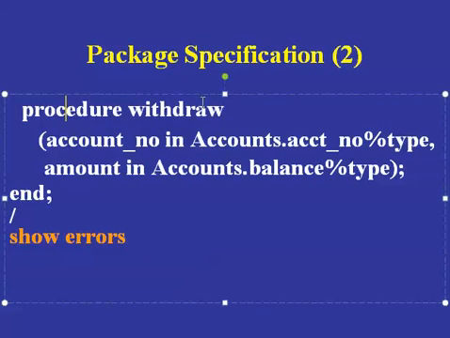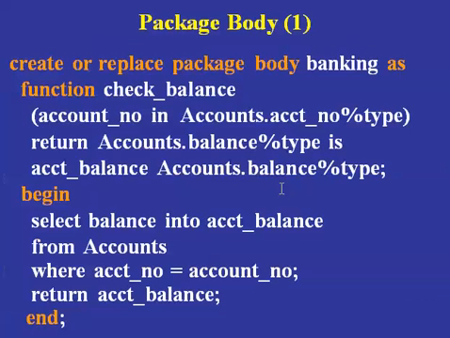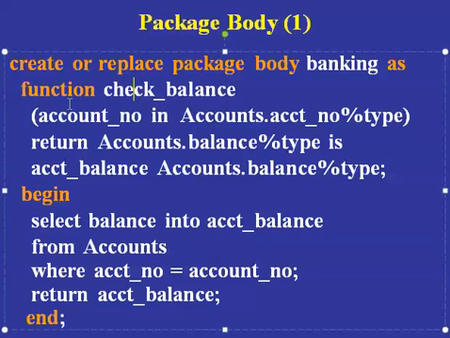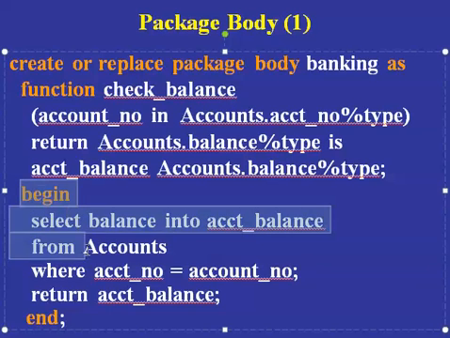And then in the procedure, we provided the ID and the amount, and again, it should change the balance because we're doing a withdrawal. Let's see what the body says. In the body, we specify what actually needs to be executed in the function. So for example, in the package body banking, the check balance, again, we define that in the specification.